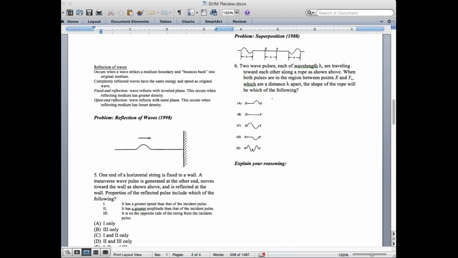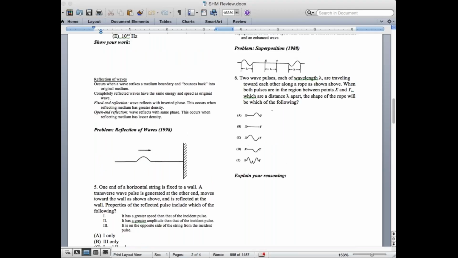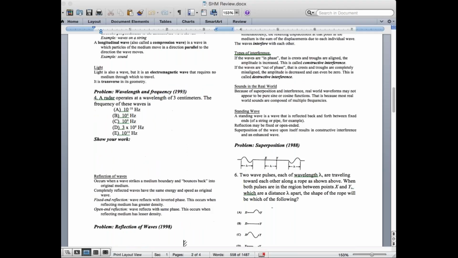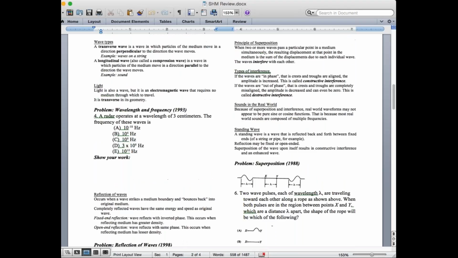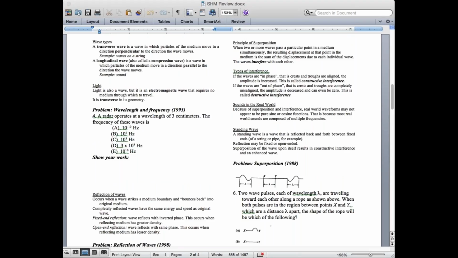Dealing with superposition. This deals with reflection of waves and wave interference. When two or more waves pass a particular point in a medium simultaneously, the resulting displacement at that point in the medium is the sum of the displacements due to the individual waves. So what we're saying is that they can interfere with each other. Sometimes they cancel out, sometimes they add to make things greater. If they meet in phase, it's called constructive interference. If they meet out of phase and partially annihilate, it's called destructive.